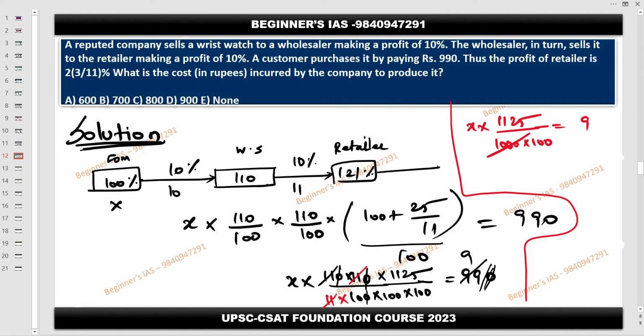This is nothing but the 125 table. 125 9s are 1125. This is 8s are 1000, so this side we can cancel. This 9, this 9 we have cancelled. Therefore x by 800 is equal to 1, x is equal to 800. So the answer is 800. Option C is the answer for this question.